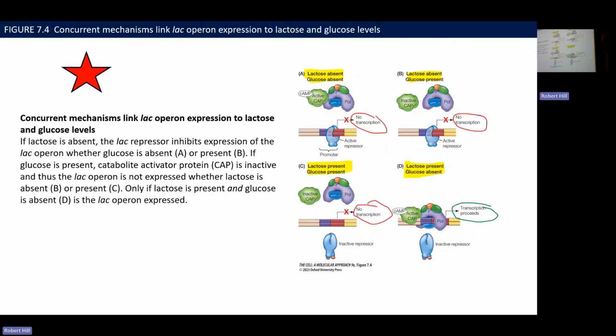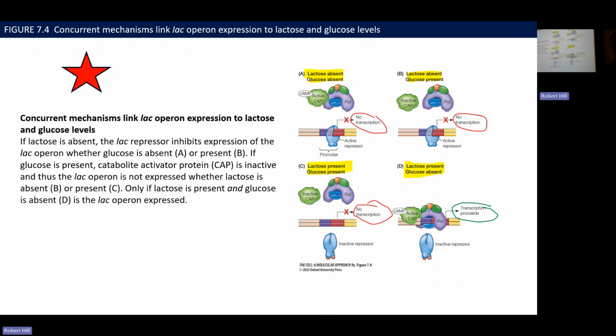So the only situation where this operon is actually on is when the repressor is inactivated by lactose. So lactose is present. And when glucose is not around, so that catabolite activator protein is activated by cAMP, and RNA polymerase can actually get to the DNA. Right, so this is an important scenario here. You should understand the mechanisms behind it. I expect a number of questions on the exam related to this mechanism. Okay. Are there any questions about this mechanism? It's not too bad.